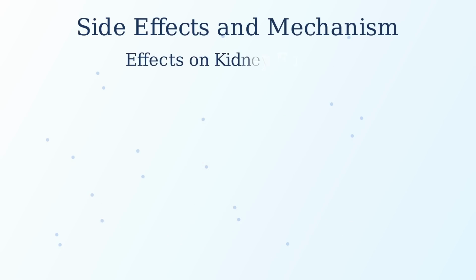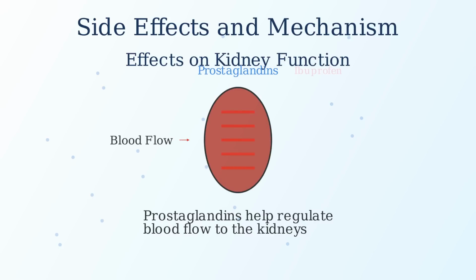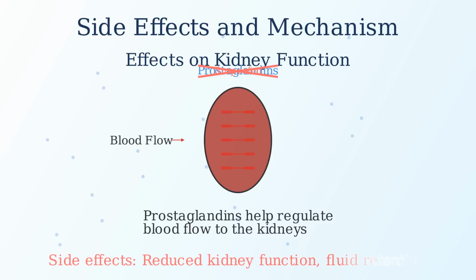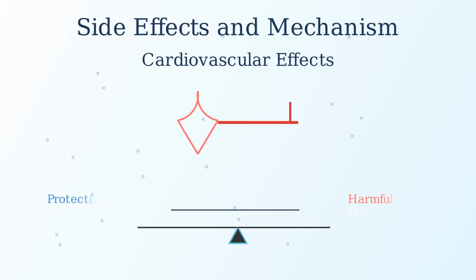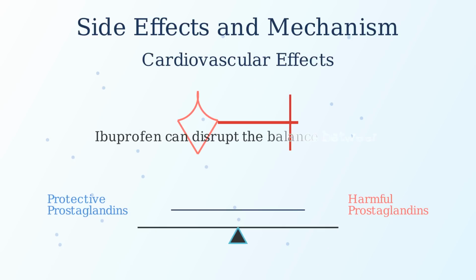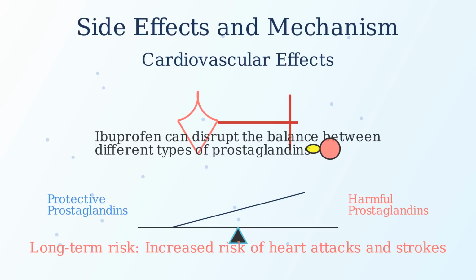In the kidneys, prostaglandins play a crucial role in regulating blood flow. When ibuprofen inhibits prostaglandin production, it can reduce blood flow to the kidneys, leading to decreased kidney function and fluid retention. In the cardiovascular system, there is a delicate balance between different types of prostaglandins. With long-term ibuprofen use, this balance can be disrupted, potentially leading to an increased risk of heart attacks and strokes.